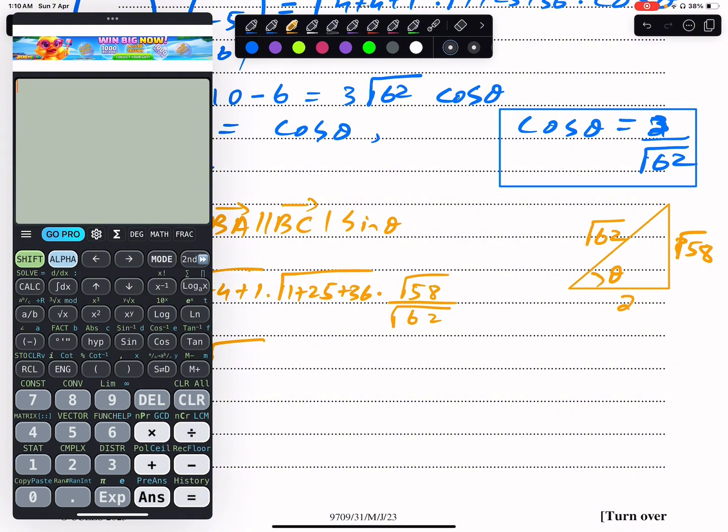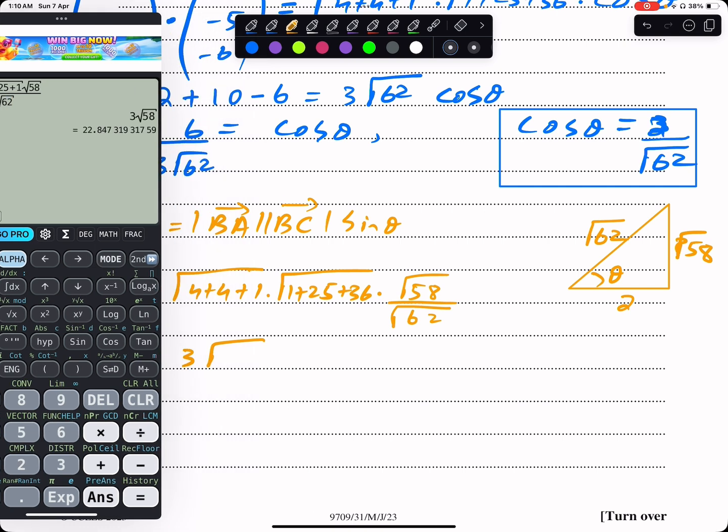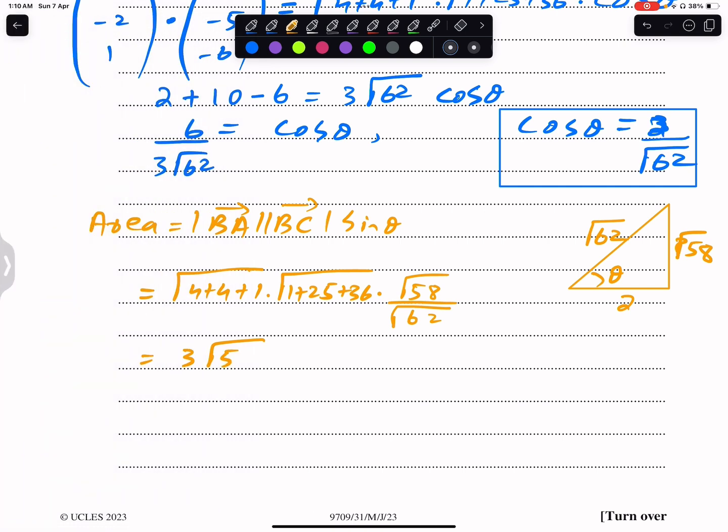So 3 times root of 36 plus 25 plus 1, and then root 58 whole divided by root 62. So you will have 3 root 58. So this is your area of parallelogram ABCD.